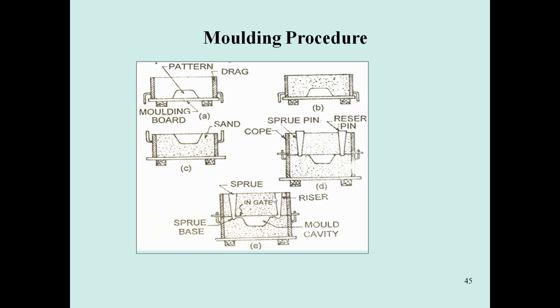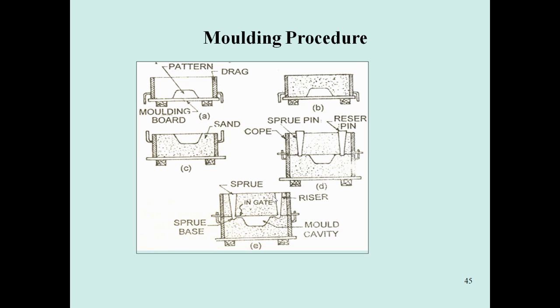In figure C, that is in reverse direction, so it is called a drag. In figure D, you can see it is placed with the scope. The scope consists of screw pins and razor pins. With the help of these screw pins and razor pins, we can check how the metal flows and enters into the pattern cavity or mold cavity.